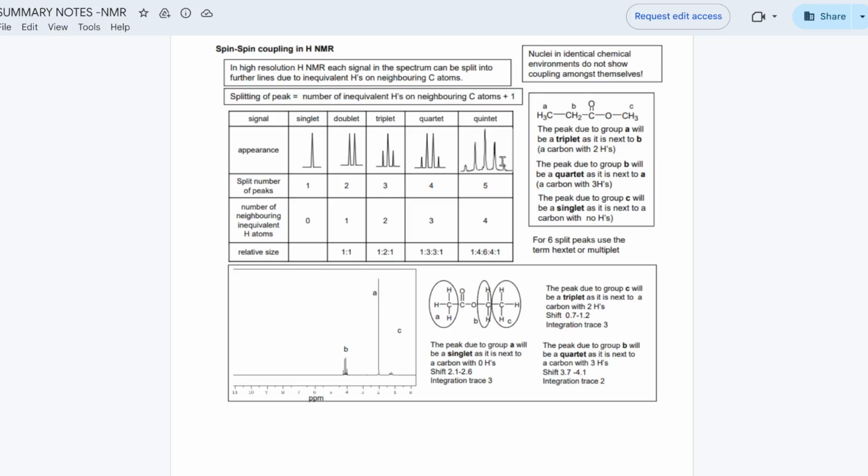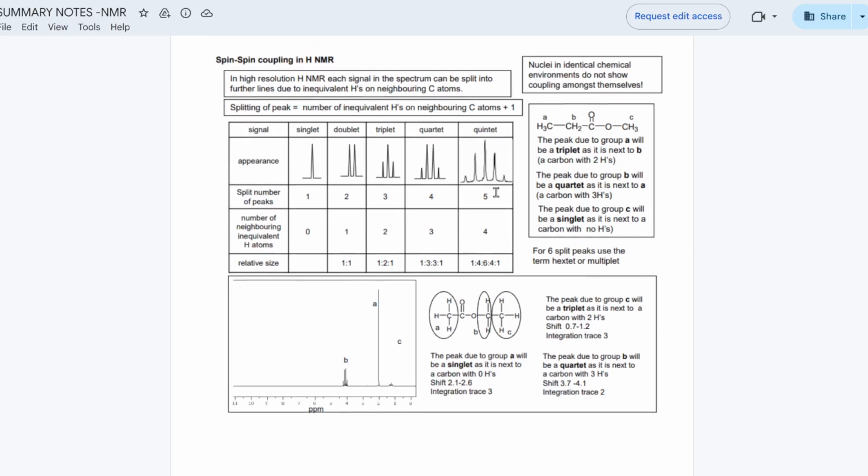So for example, this one I'm seeing here would mean the neighboring carbon atoms have a total of 4 hydrogens on them. So we can see here, B, the neighboring carbon atom, which is this, has 3, so there's 4. And this one here, the neighboring carbon atom has 2, so there's 3. And then this one, the neighboring carbon atom has 0, so there's 1. So that makes sense. So we can read the rest of this.